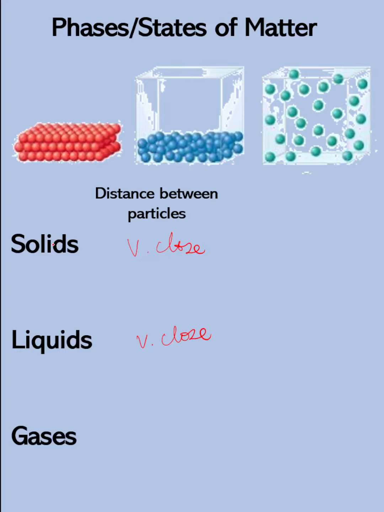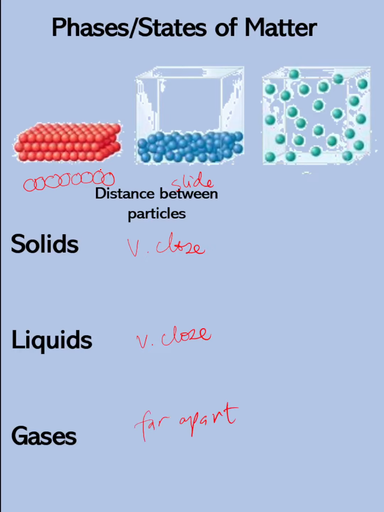Now, how are the particles of solids different from the particles of liquids? As we can see here, the particles of solids are stuck or fixed in their positions, meaning these particles cannot move from their positions. Then for liquids, they are close, but these particles can slide past each other, so they can still move around each other. That's for the liquids. And then as you can see here, for gases, the particles are far apart from each other.